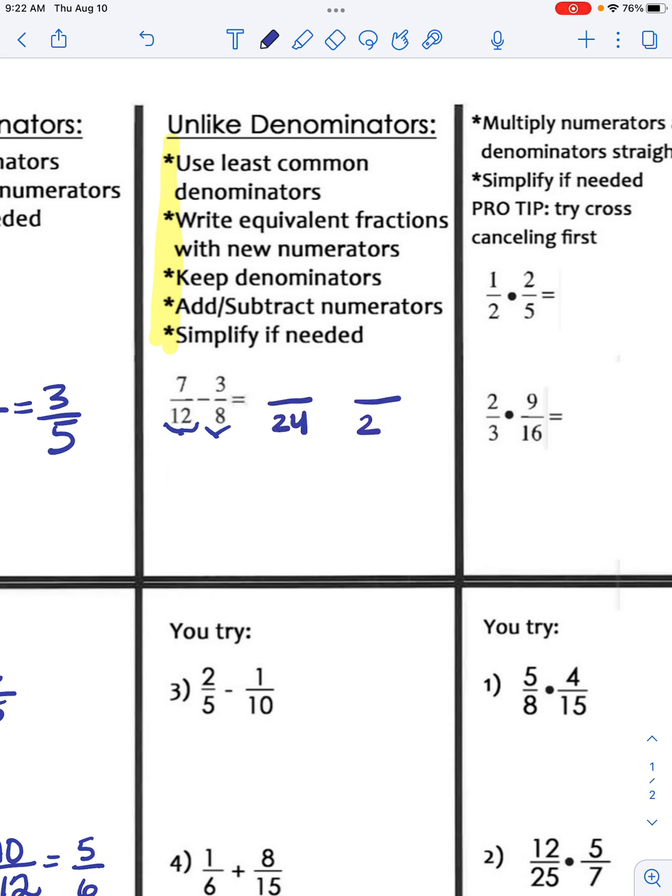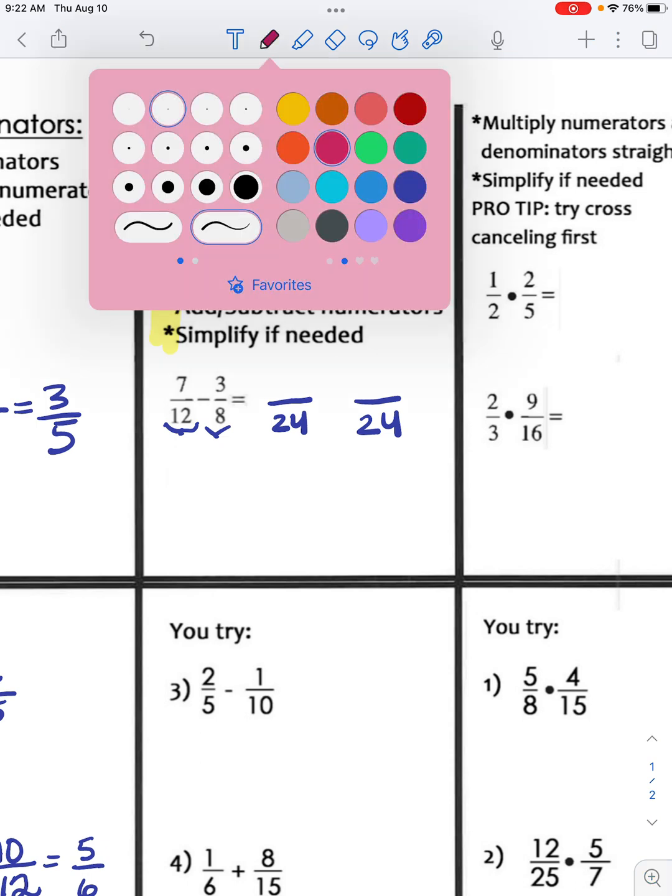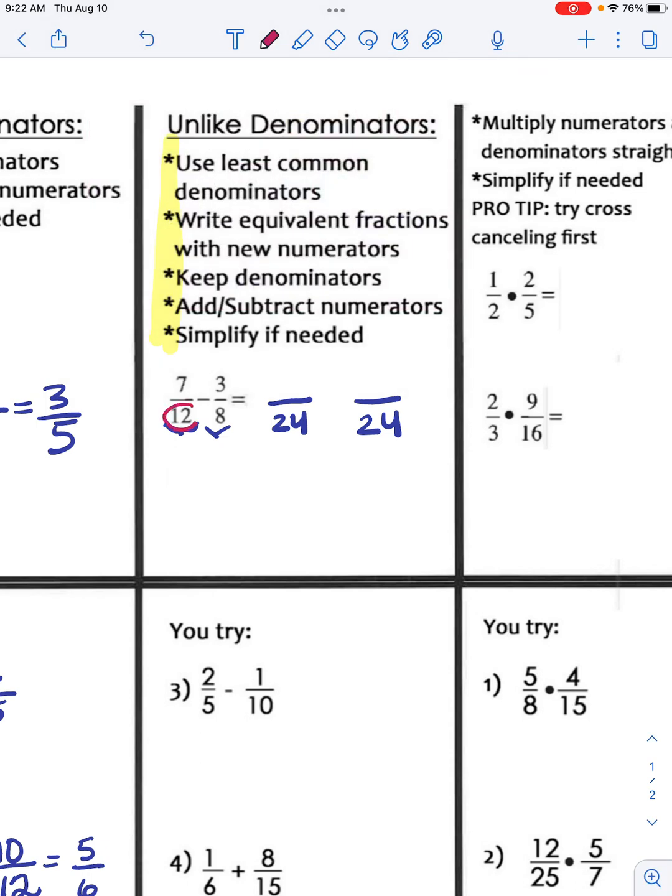So I want to get denominators of 24. Let's use some color here. So since 12 times 2 is 24, we can do 7 times 2 to get 14. And since 8 times 3 is 24, we can do 3 times 3 to get 9.